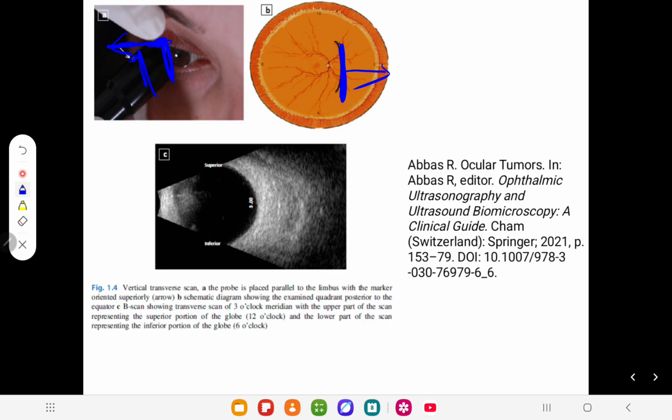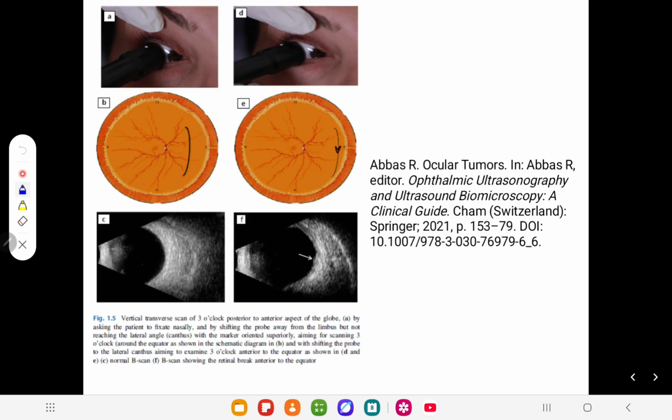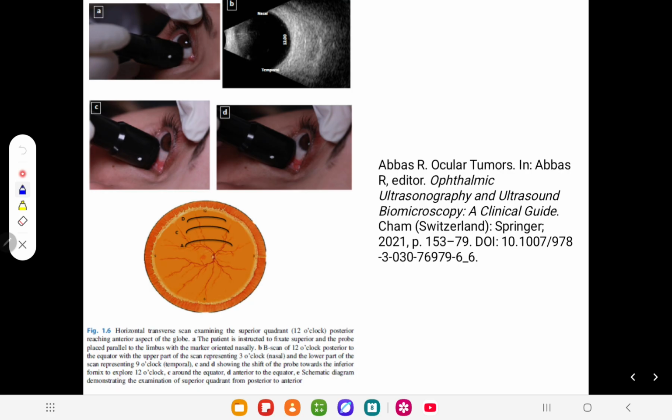Now you can understand this concept. If the marker is in the superior portion, then it is definitely displayed in the superior portion, and this portion is inferior. It's very important to understand this concept. Whenever you sweep from near the limbus towards the fornix, the sound wave moves more and more peripherally because the eyeball is a round structure, and it is shown in the scan.